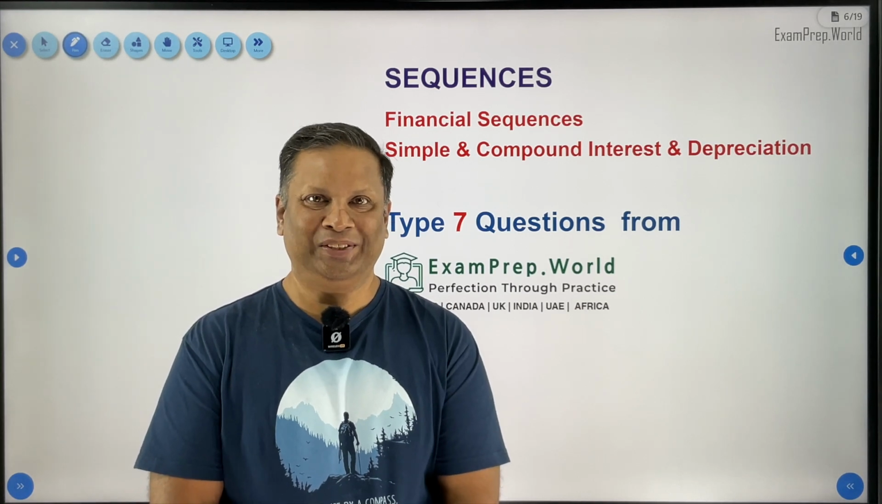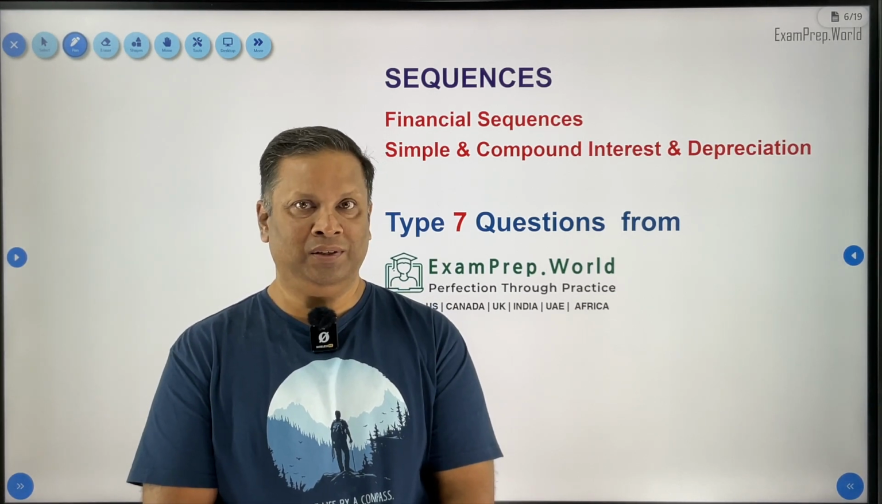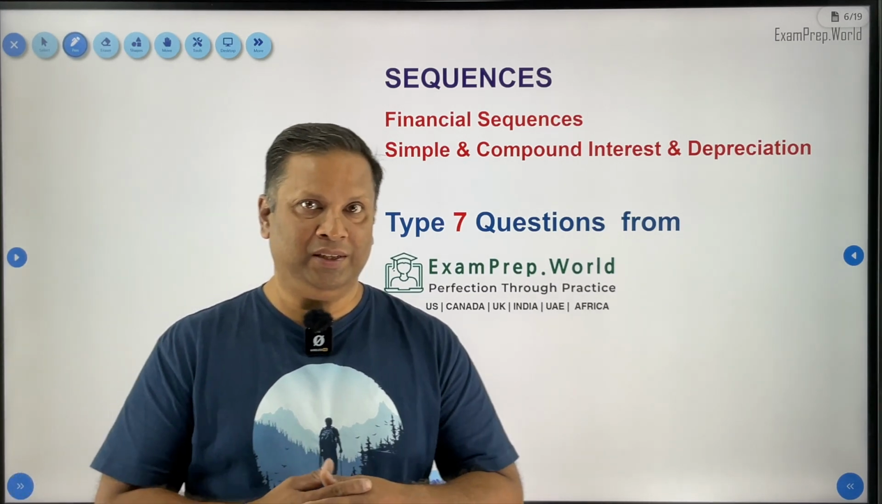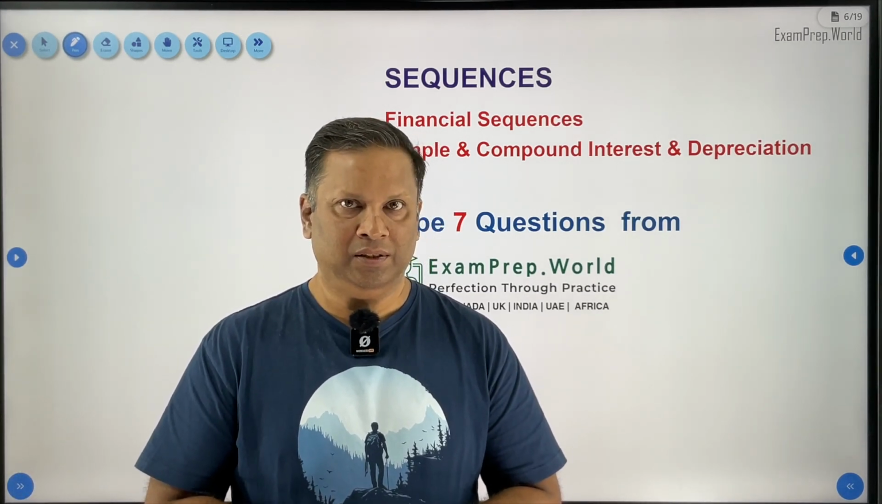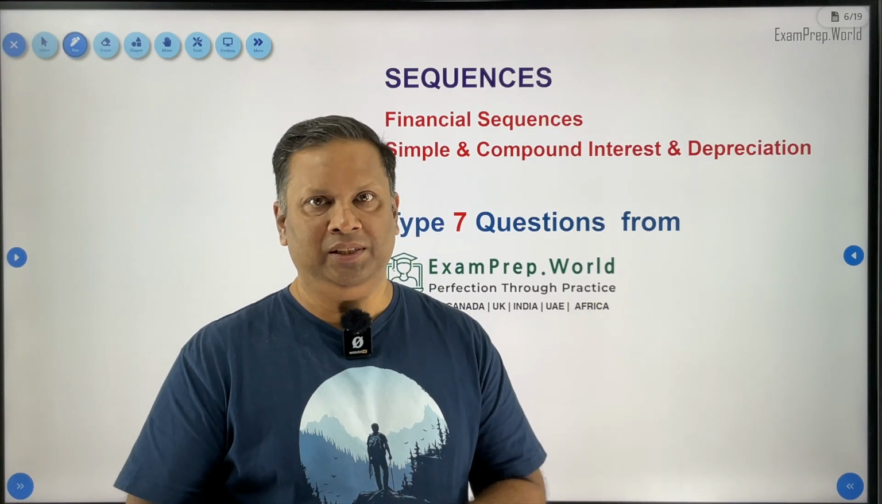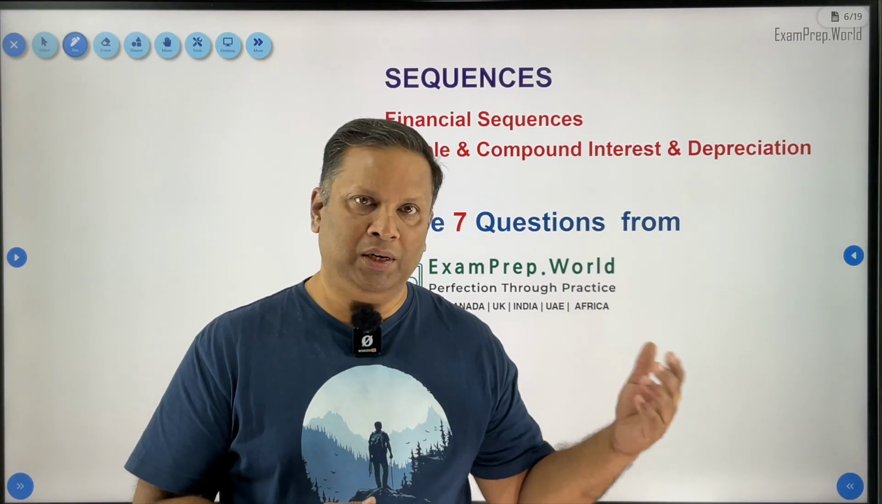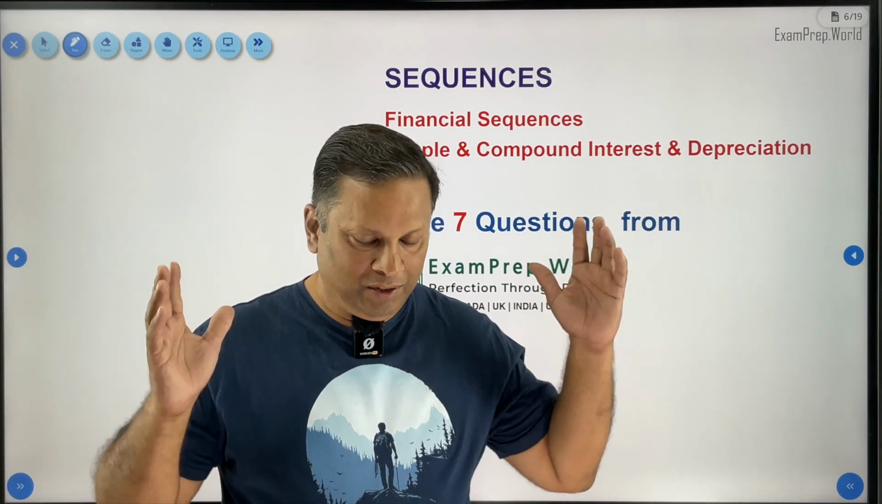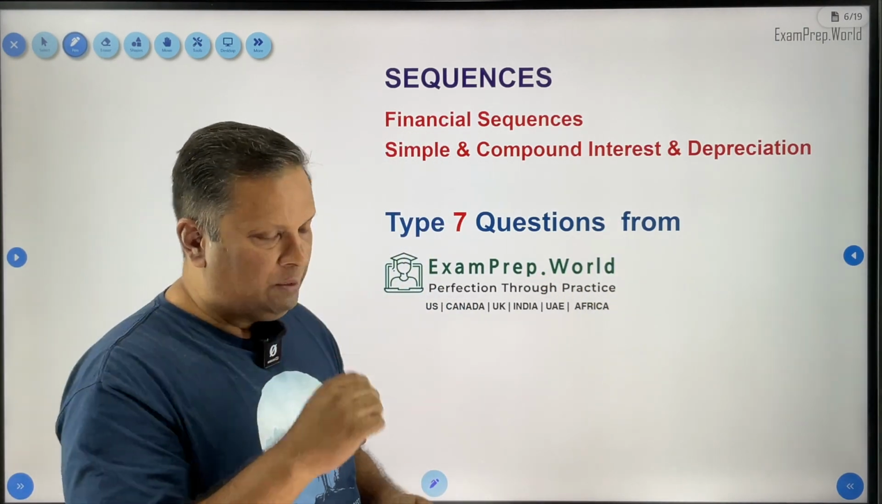Hello children, so we are here with the video on financial sequences, which includes financial simple interest and compound interest. They sound very difficult but they are very easy. Actually, simple interest is an arithmetic sequence and compound interest is a geometric sequence. So if you remember these two things, it becomes very easy.